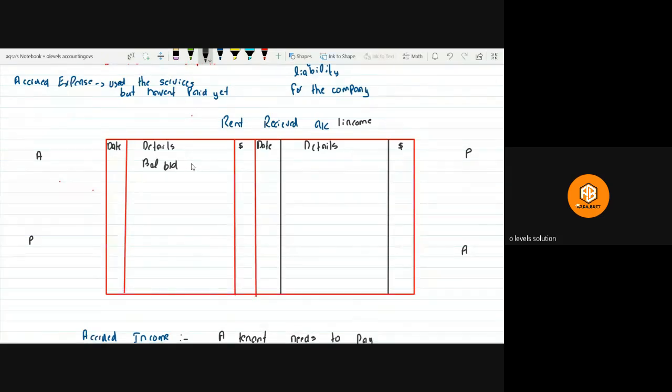And if at the start of the year your opening balance is prepaid, you will be writing it here. And if they give you the closing balance as well, and that is prepaid, you will be writing it here. And if your closing balance is accrued, you will be writing it here. And this will automatically be debited to your account.